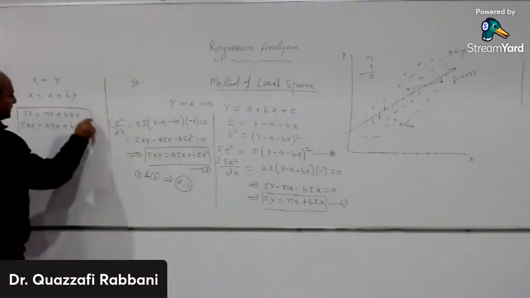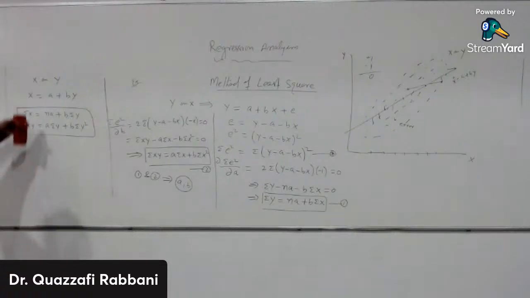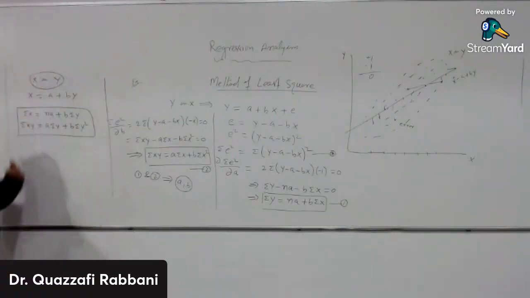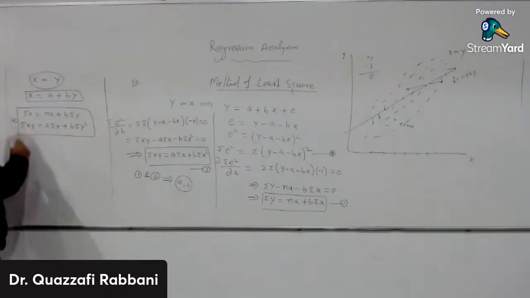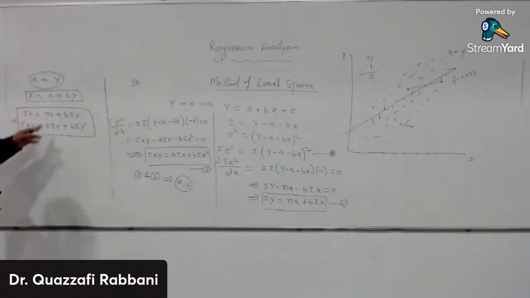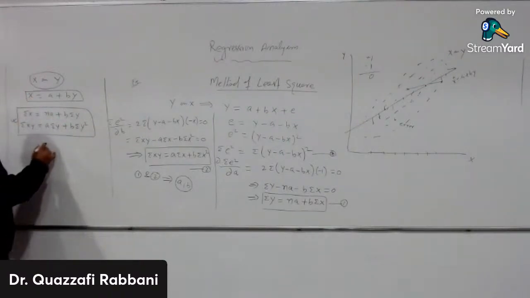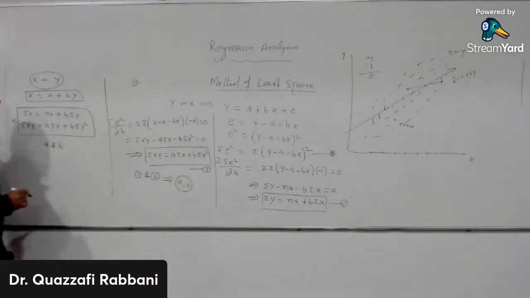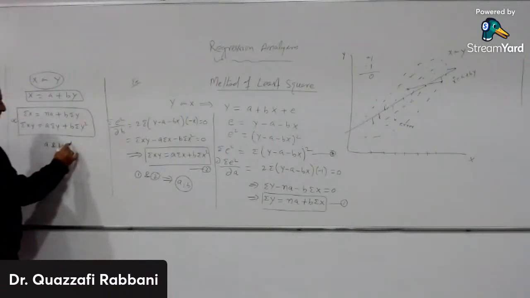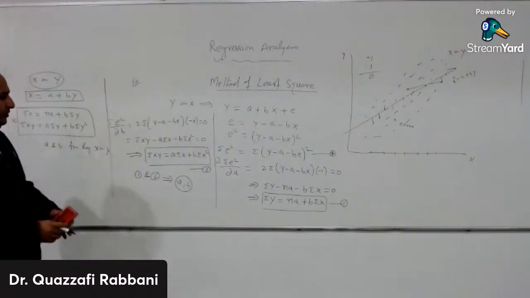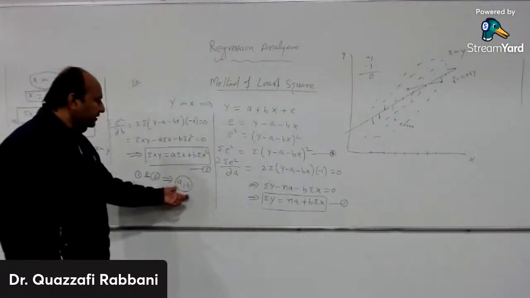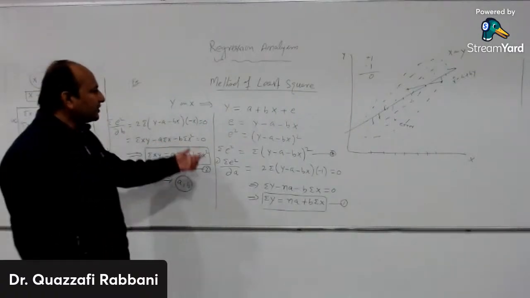So here these two equations. This equation is for the regression equation x on y, in which x depends on y. You will get this equation of straight line x on y, and this equation is known as the normal equation of this. And using this equation you will get the value of a and b for regression equation x on y, and from these two equations you will get the a and b for the regression equation y on x.